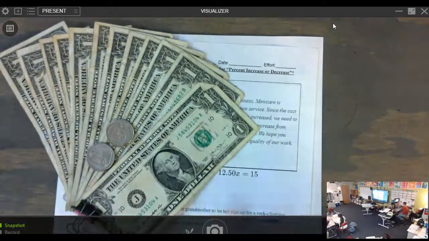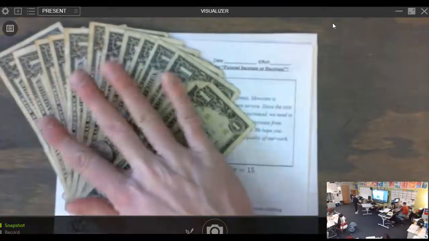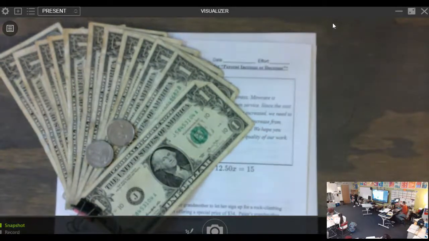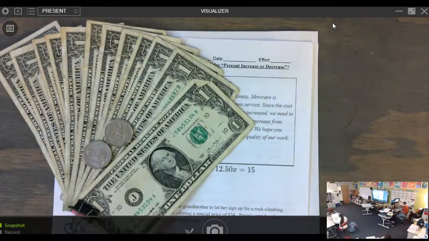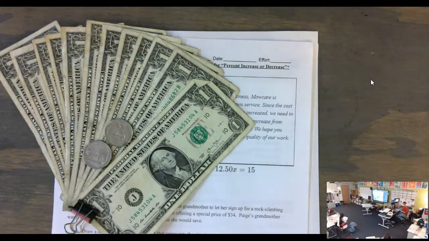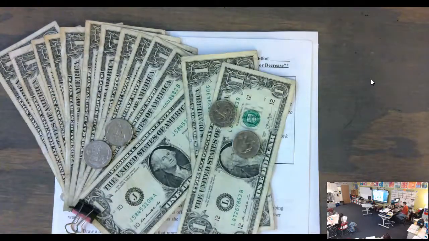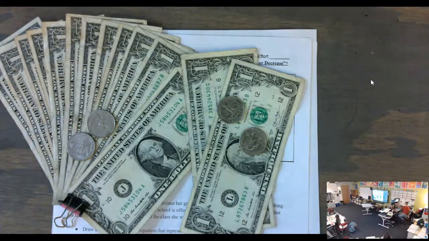$12.50, right? This is what the price was. The new price is going to be $15. So how could I get to 15 if I'm at $12.50 right now? Do I need to go up or down? I need to go up, so I need to add like $2.50, right? But we're not talking about how much we add here. We're talking about percent change.